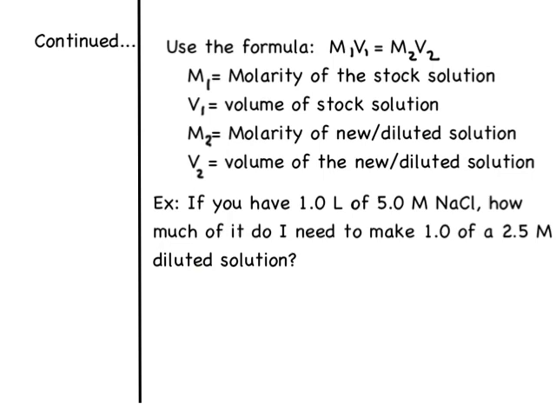This is the formula that you use for diluting stock solutions. M1 times V1 equals M2 times V2. And I've put down what these different variables mean. M1 is the molarity of your original stock solution. So you have to know how concentrated your stock solution is before you start diluting it.